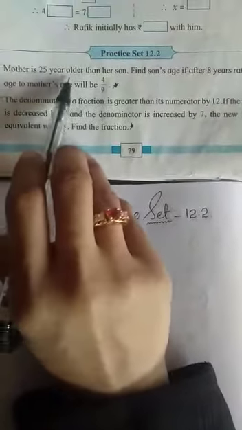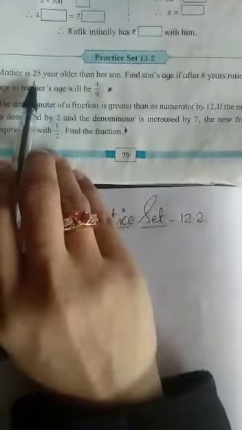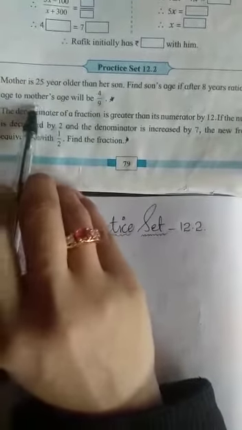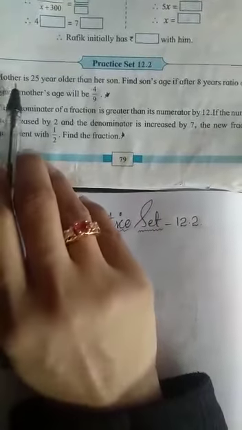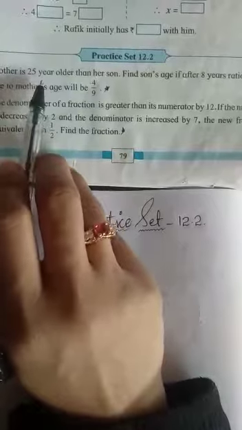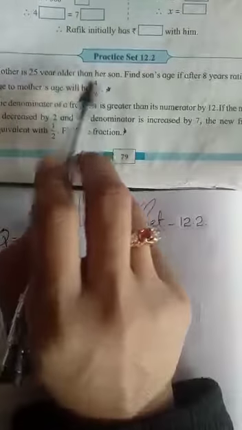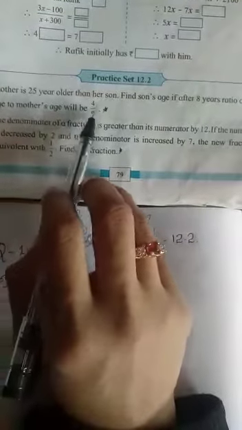The mother is 25 years older than her son. Find the son's age if after 8 years the ratio of the son's age to the mother's age will be 4/9. First, understand the problem. The mother is 25 years older than her son, and we have to find the son's age if after 8 years the ratio of the son's age to the mother's age will be 4/9.